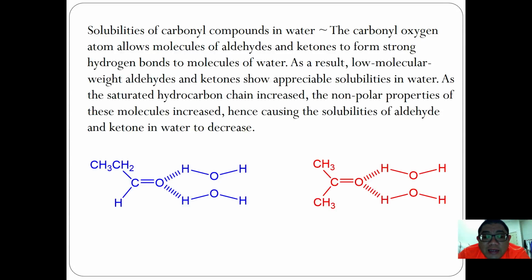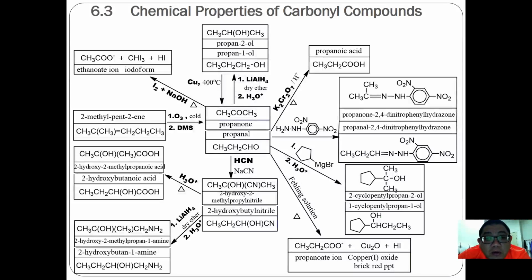As we described just now, a small number of the aldehydes and ketones are soluble in water because they are able to form hydrogen bonds with water, as you can see in the diagrams here. However, this solubility decreases when going down the homologous series because the hydrophobic properties of the alkyl group increase when going down the group. Okay, then immediately we go to the chemical properties.